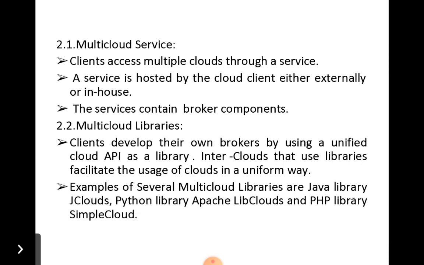Client can access multiple clouds through a service. A service is hosted by the cloud client either externally or in-house. The services contain broker components. Now I am going to discuss multi-cloud libraries. Clients develop their own broker by using a unified cloud API as a library. Interclouds that use libraries facilitate the usage of clouds in a uniform way. Examples of multi-cloud libraries are the Java library JClouds, the Python library Apache libcloud, and the PHP library SimpleCloud.